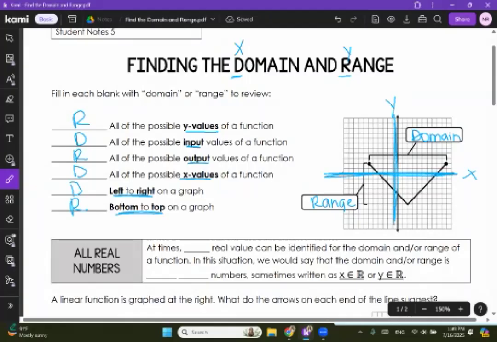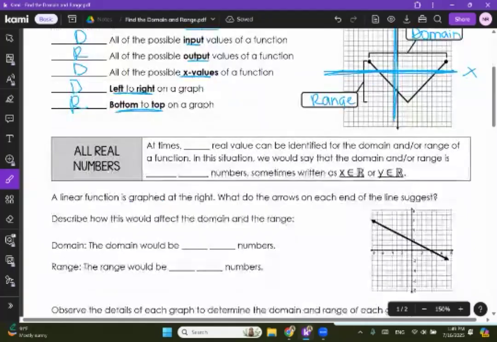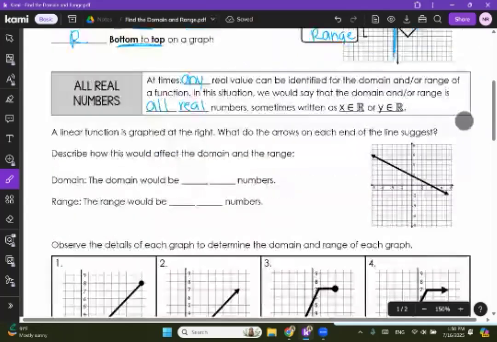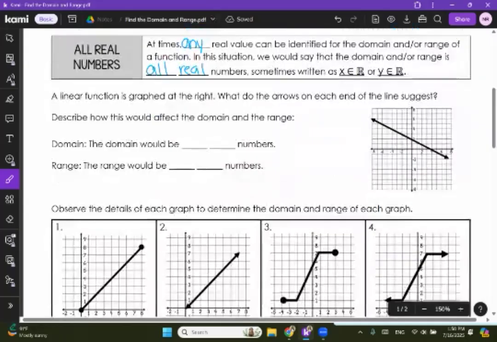Okay. All real numbers. At times, any real value can be identified for the domain and range of a function. In this situation, we would say that the domain and range is all real numbers. Sometimes written as X is a set of all real numbers, Y is a set of all real numbers. You guys have seen that symbol before. I showed you how to write it in a previous lesson.